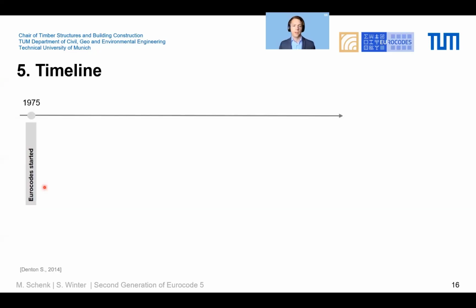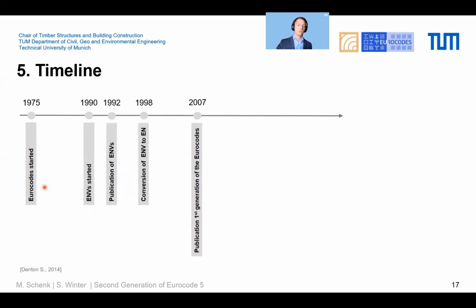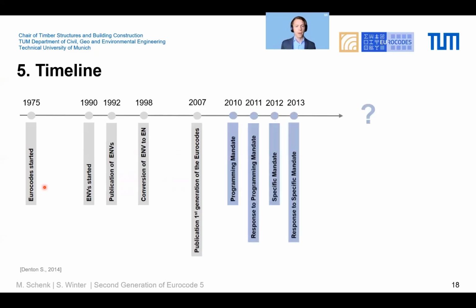With the adoption of a program for the elimination of trade barriers in the construction sector in 1975, the European Commission laid the foundation for the first generation of Eurocodes. After more than 30 years, its development was completed with the publication of the last document in 2007. The process for the second generation started in 2010. The question is now, when will it be available?